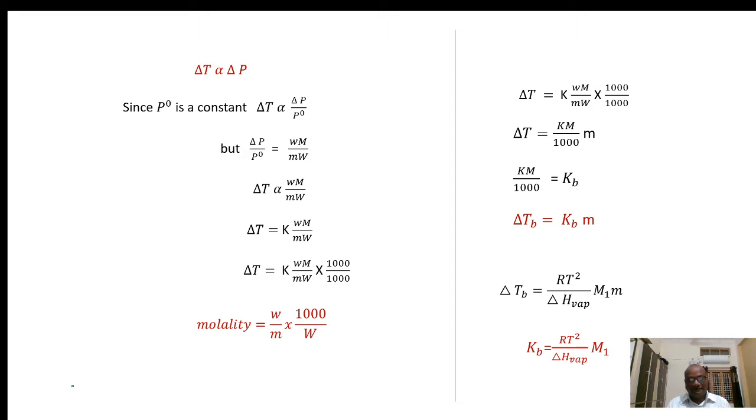Small w is the weight of solute in grams. Small m is the molecular weight of solute. Capital M is the molecular weight of solvent. Capital W is the weight of solvent. All these are in grams.